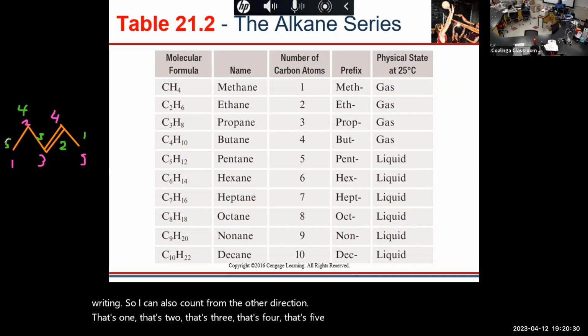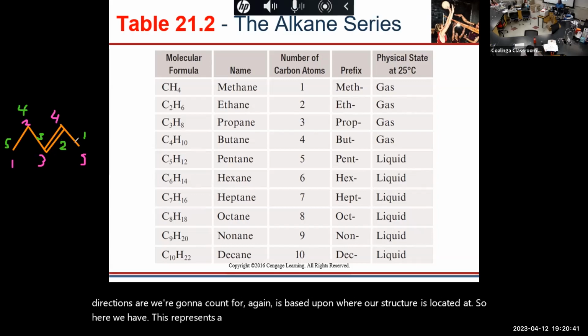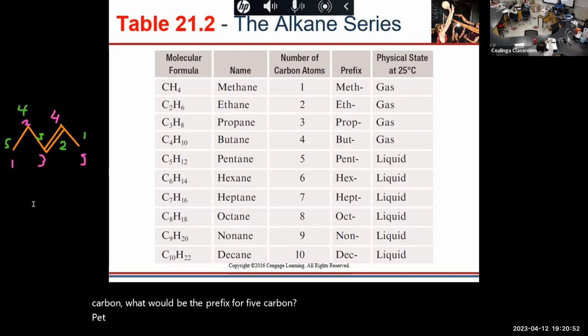Now, the way that we decide which direction we're going to count from, again, is based upon where our structure is located. This represents 5 carbons. So if I have 5 carbons, what would be the prefix for 5 carbons? Pent. Okay, so we know that the prefix is going to be pent.